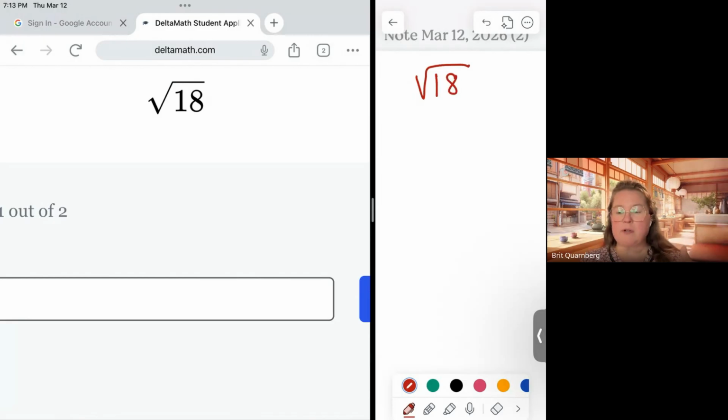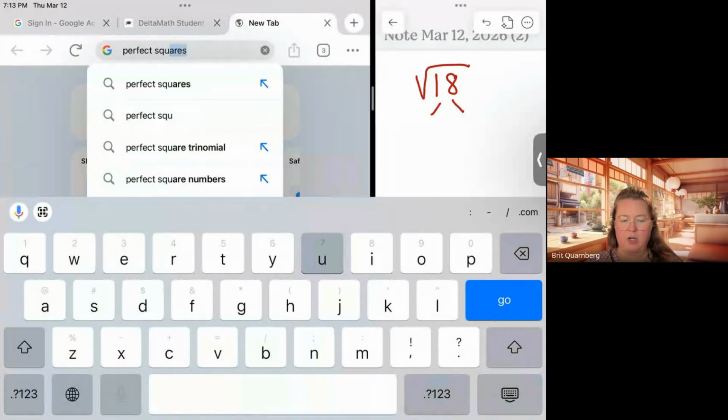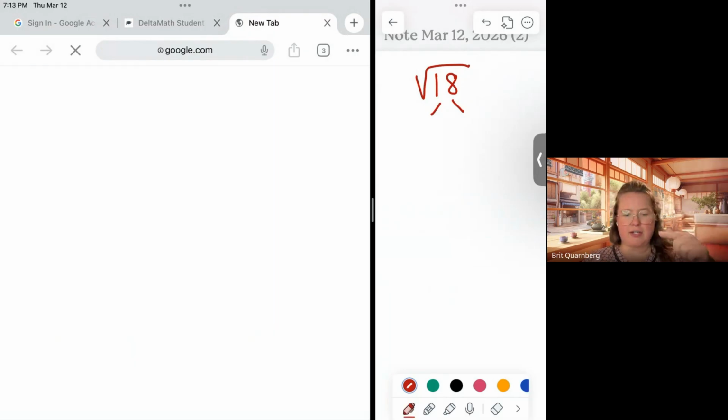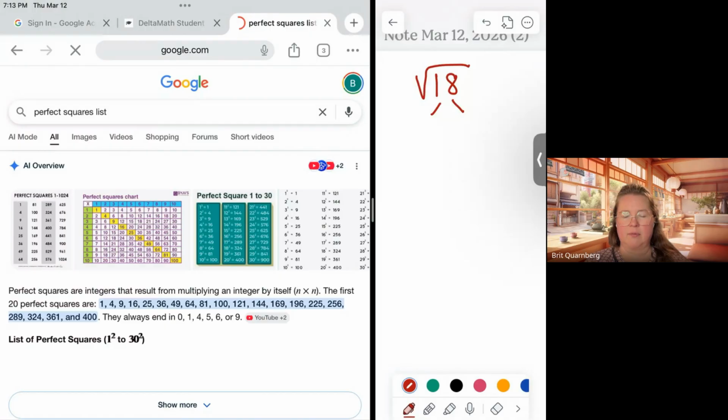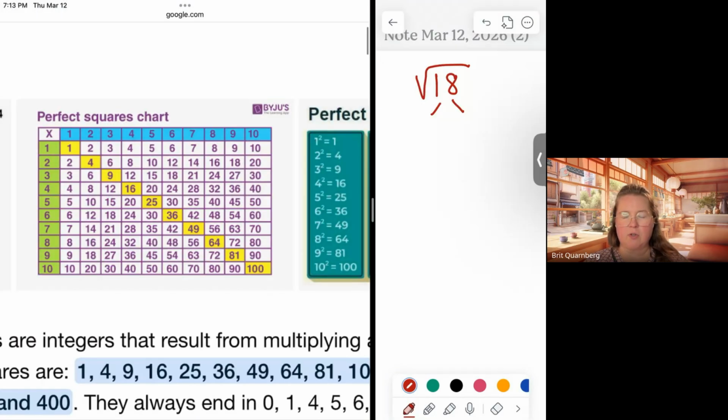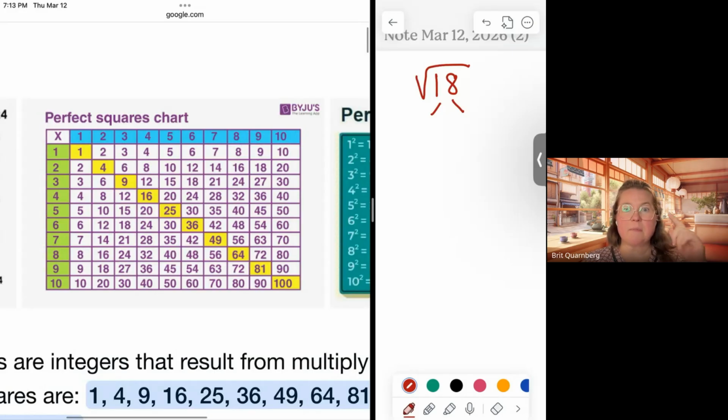I can go through my list of perfect squares and figure out what it equals. If we go through the perfect squares, you might need to have those up somewhere to remind you what the perfect squares are. In fact, watch, you can even go like this. You can do perfect squares list, if that helps you. It should also be on your desk. You can look at the diagonals. Wow, this is having a hard time loading. There we go. So it's those perfect squares. So you're trying to figure out what's the biggest perfect square that goes into 18, and I can see that it would be 9 and 2, right?